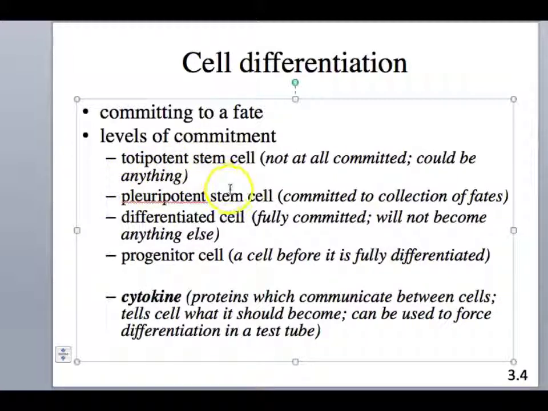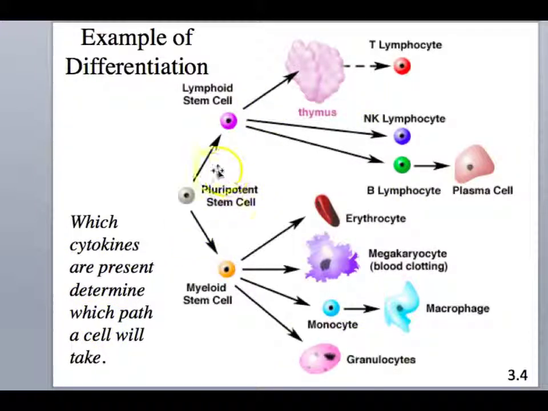In pluripotent stem cells, these are committed to a certain kind of fate. So a pluripotent stem cell could be like all of the blood cells. So you have a pluripotent stem cell, and you say, you know what?